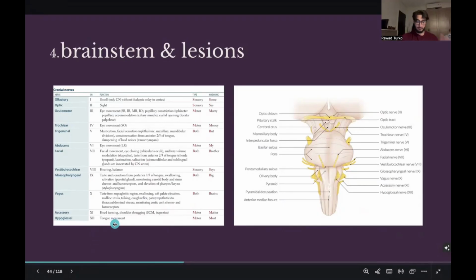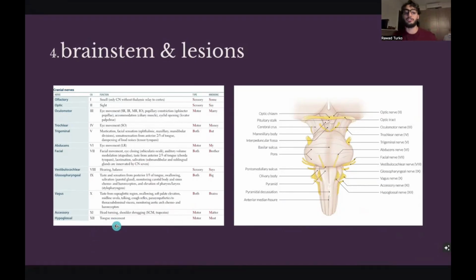Accessory nerve carries innervation for 2 muscles, which is the sternocleidomastoid and the trapezius muscles for head turning and shoulder shrugging. And finally, the hypoglossal nerve, which is pure motor, just for the tongue movements. Okay, and this is a picture of the brainstem. This is where all of the nerves come out from.